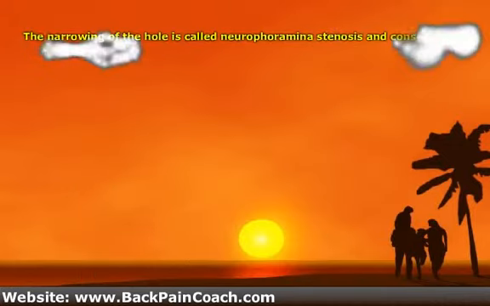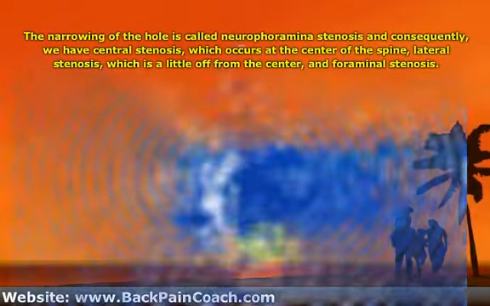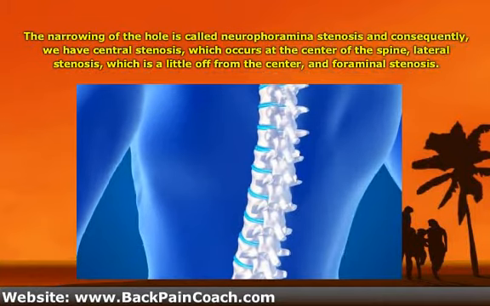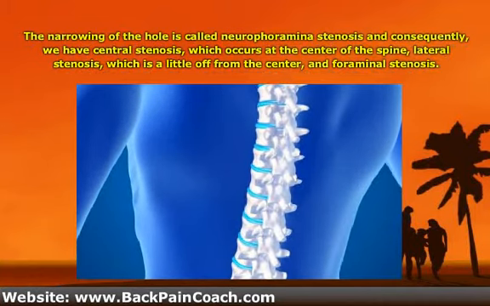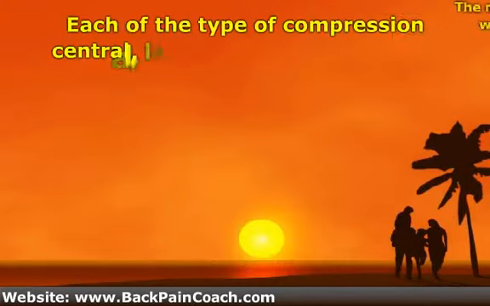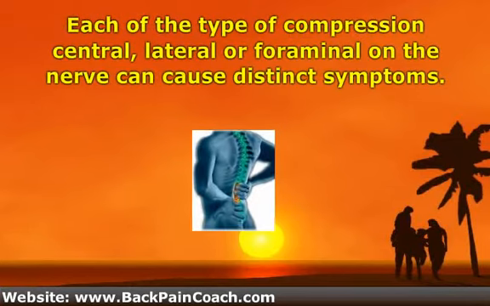The narrowing of the hole is called neuroforaminal stenosis, and consequently, we have central stenosis, which occurs at the center of the spine, lateral stenosis, which is a little off from the center, and foraminal stenosis. Each type of compression, central, lateral or foraminal, on the nerve can cause distinct symptoms.